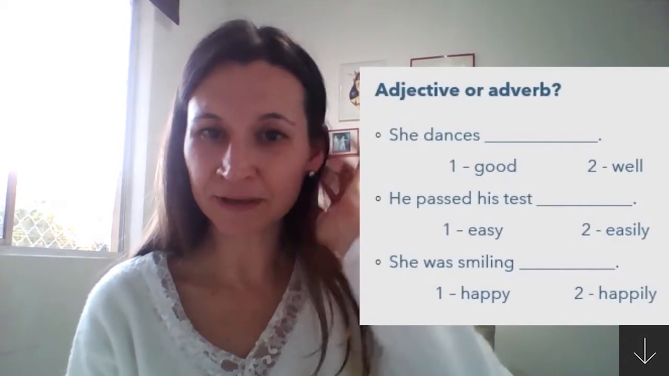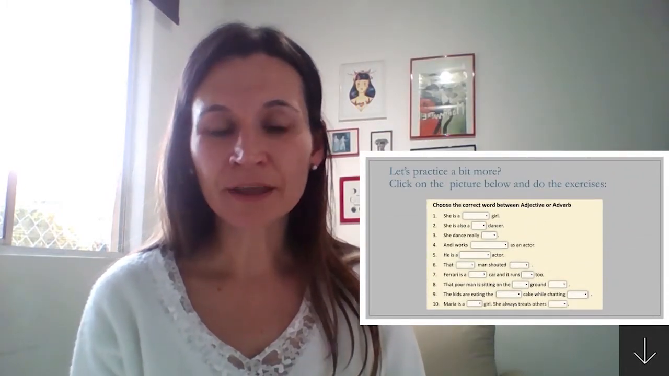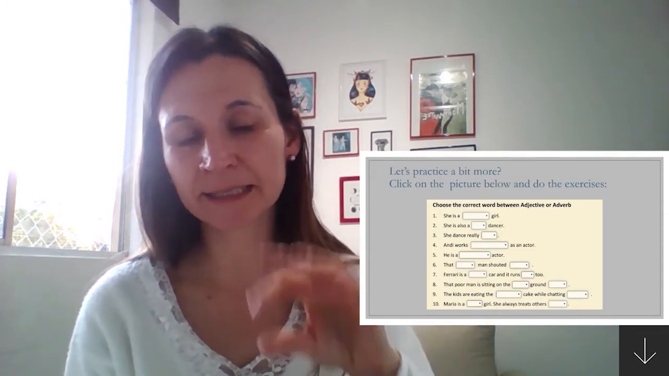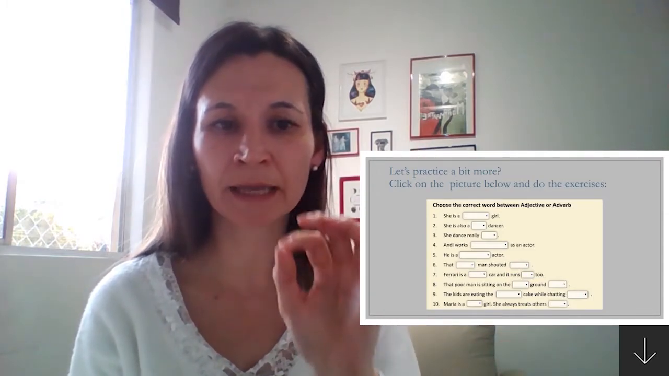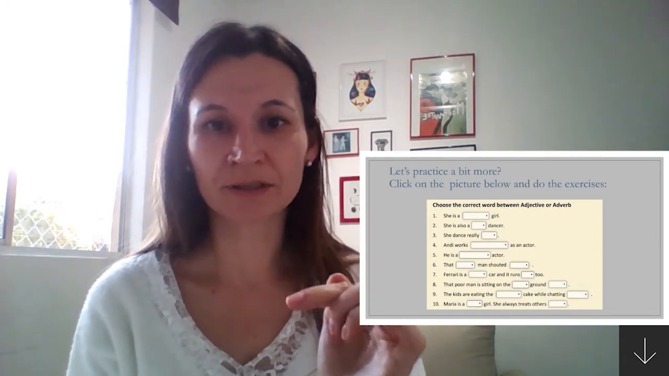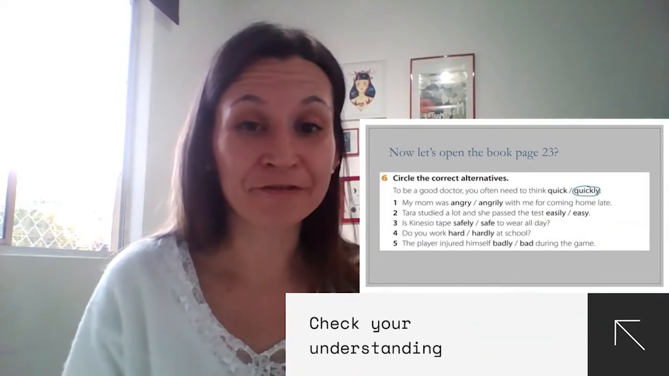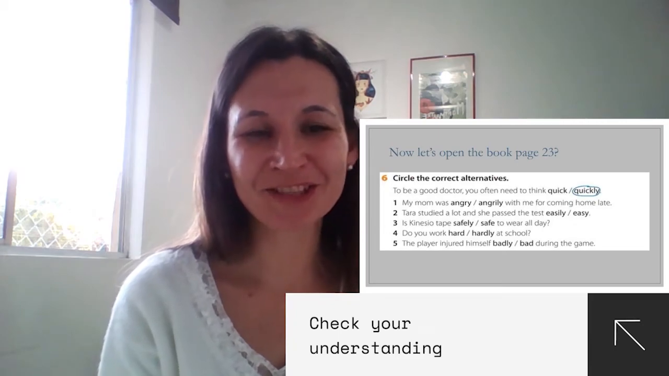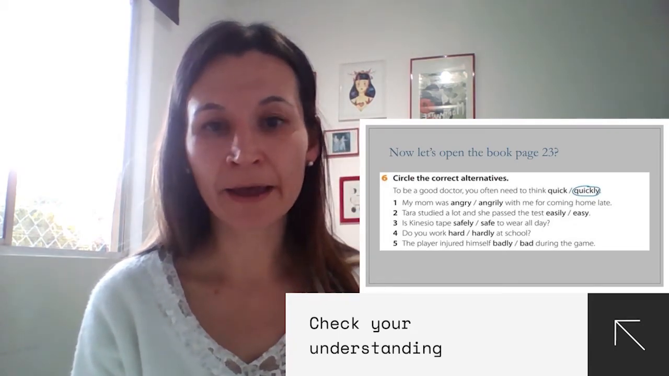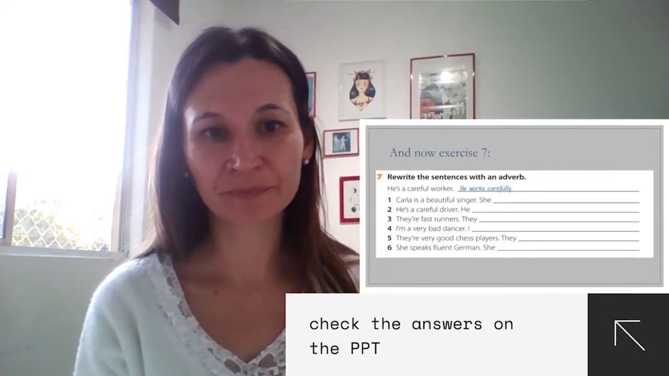You have all these things on the PowerPoint as well if you want to double check. Another thing you have there is this online practice. It's really nice. You click on the picture and it takes you to this website, and then you can select an adverb or an adjective. Okay? And after that, you go to your book, page 23, check your understanding. There is also an answer for that on your PowerPoint on Google Classroom.